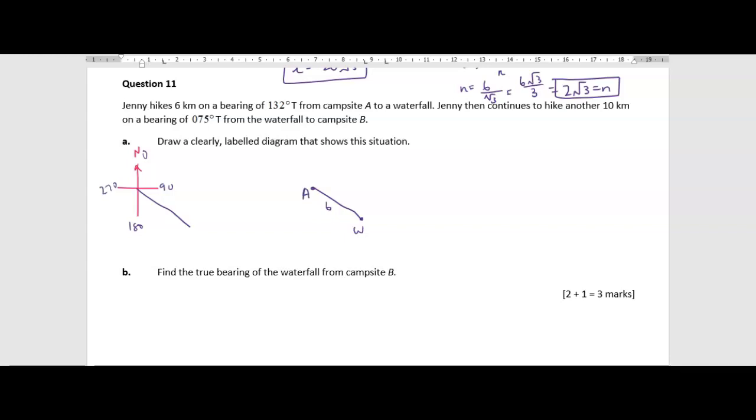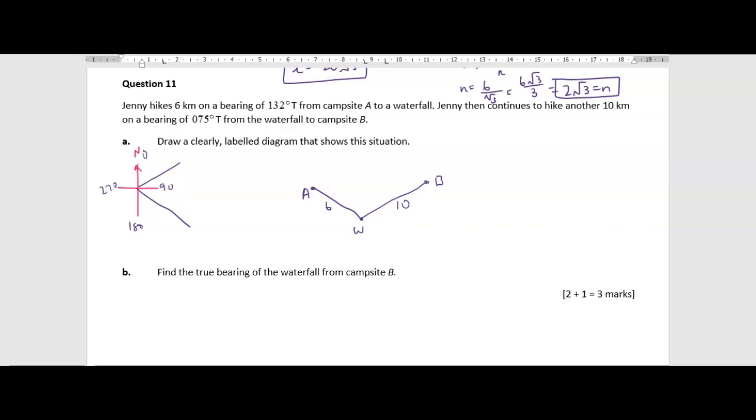Okay, Jenny then continues to hike for another 10 kilometers on a bearing of 75 degrees. So 75 degrees is that way, so we're going to keep going in that direction. It's a little bit longer, so 10 to campsite B. All right, so we need to draw a clearly labeled diagram.